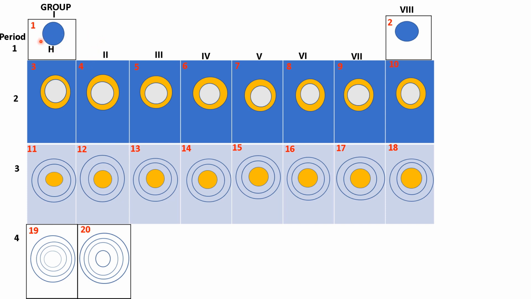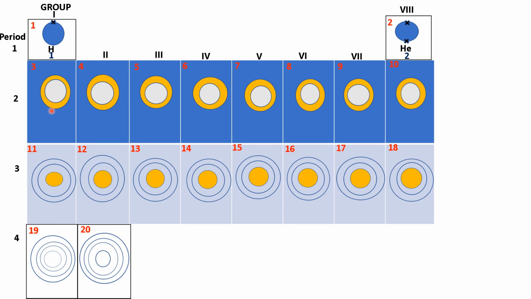For example, the hydrogen atom. We have atomic number equal to 1, equal to the proton number, equal to the number of electrons. So we distribute 1 electron. Hydrogen has 1 electron in the outer shell, so it is present in group 1. It also has 1 shell, so it is present in period number 1. Another example, the helium atom. Atomic number 2. We distribute 2 electrons because the atomic number equals the number of electrons. We have 2 electrons in the outer shell.